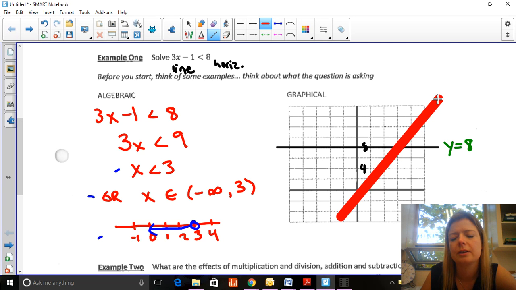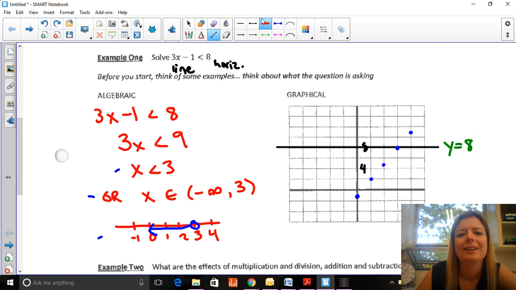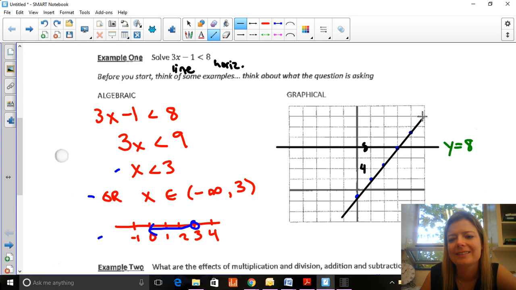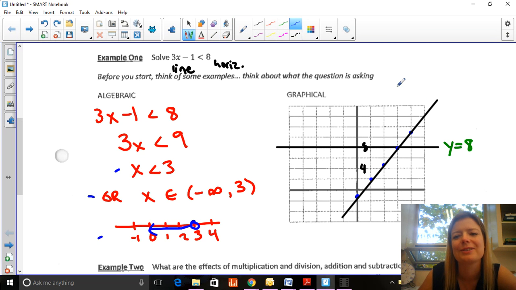Oh, that's a huge line. That's pretty comical. Okay, that's too big. Let me get a smaller line. Okay, so then this line is y equals, sorry, that was so huge, y equals 3x minus 1.